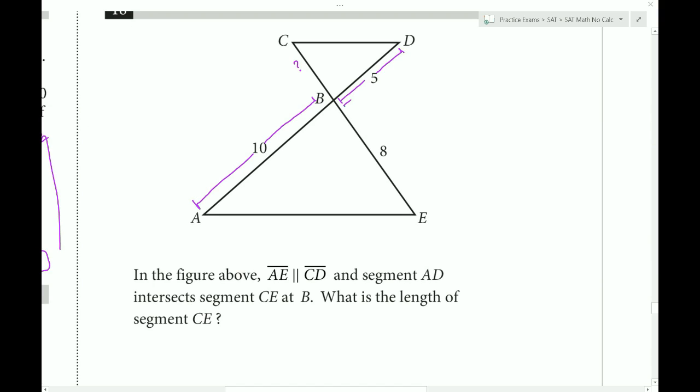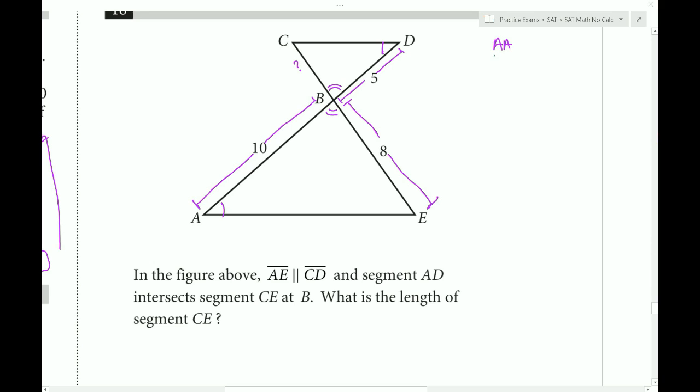Whenever we have 2 triangles, especially if they have some overlap or vertical angles, usually that's going to be similar. We can sort of prove it by using angle-angle. Since these are parallel lines cut by a transversal, angle D and angle A are going to be congruent based on alternate interior angles. And similarly here, these angles are congruent. So we know that these are similar triangles by angle-angle similarity.